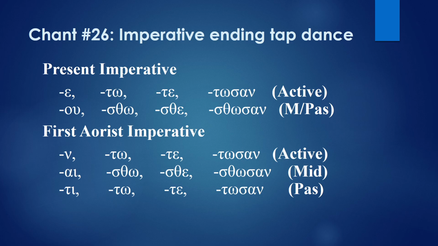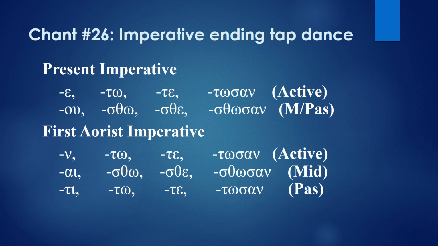Now the first aorist passive, T ending, you be loosed. To, let him, her, or it be loosed. Te, you be loosed. And tosan, let them be loosed.